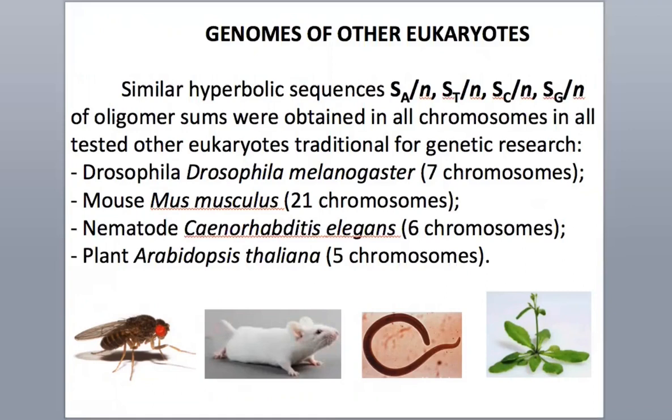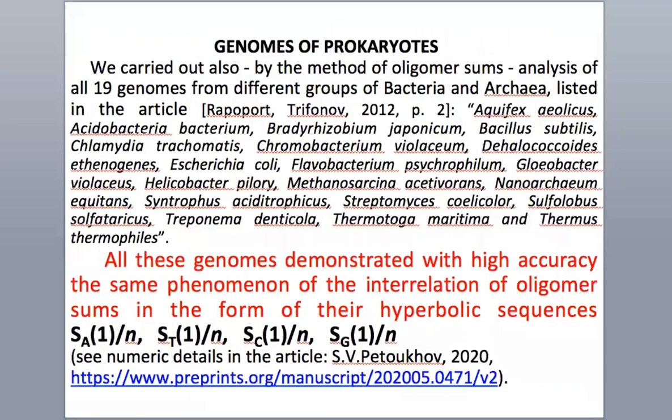Drosophila having 7 chromosomes, mouse 21 chromosomes, nematode 6 chromosomes, plant Arabidopsis thaliana 5 chromosomes. We also carried out, by the method of oligomer sums, analysis of all 19 genomes from different groups of bacteria and archaea listed in the article. All the genomes of prokaryotes demonstrated with high accuracy the same phenomenon of the interrelation of oligomer sums in the form of their hyperbolic sequences.